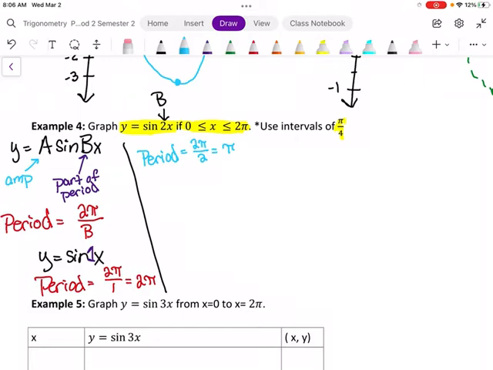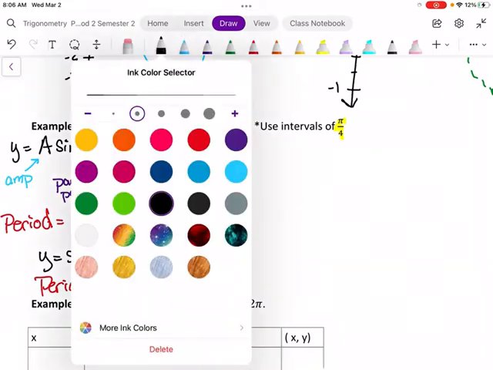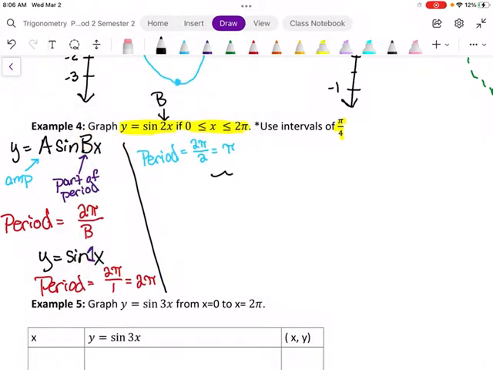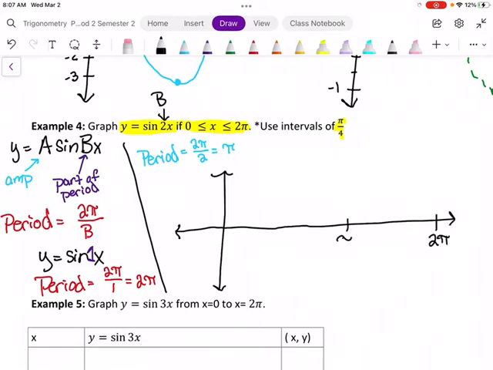So once we've calculated our period, we can go ahead and graph. So we're going from 0 to 2 pi again. Let's go ahead and draw that on here. So we have 2 pi, half of that is pi. Oh, that wasn't really in the middle. I'll adjust that really quick. Pi, and then pi over 2, and 3 pi over 2.